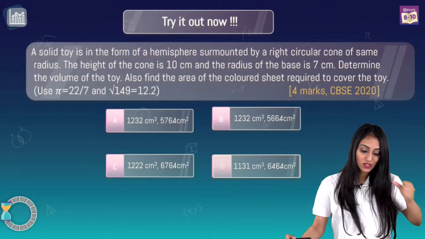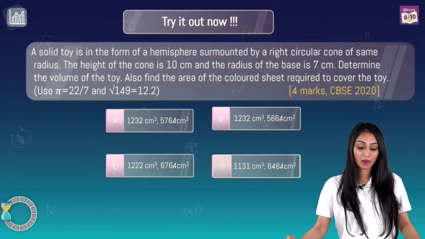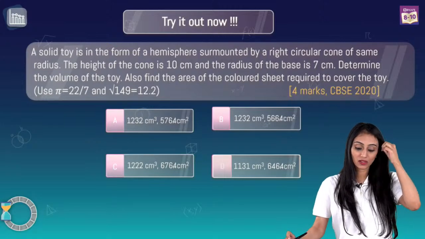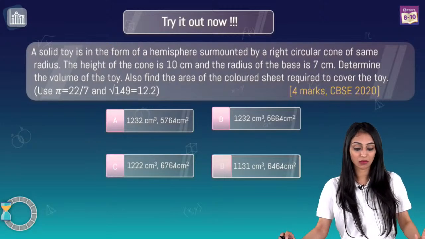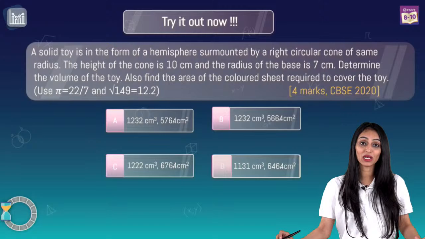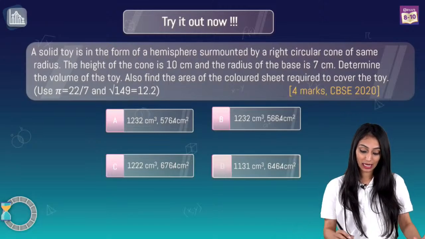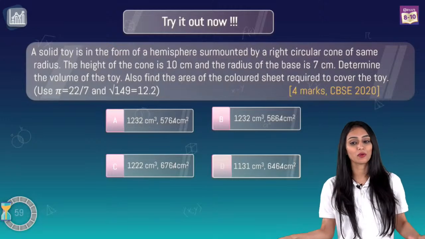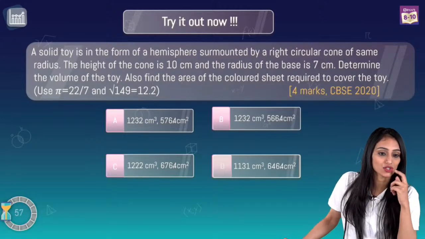Alright, so it says a solid toy is in the form of a hemisphere surmounted by a right circular cone of same radius. The height of the cone is 10 centimeter and radius of base is 7 centimeter. Determine the volume of the toy. Also find the area of the colored sheet required to cover the toy. You have the value of pi as well as square root of 149, and I'm giving you 60 seconds for this. Let's start the timer. Quickly solve this question. Give your answers in the comment section.